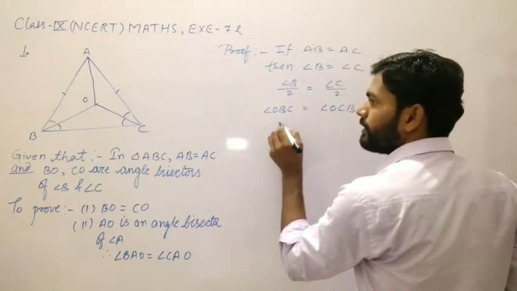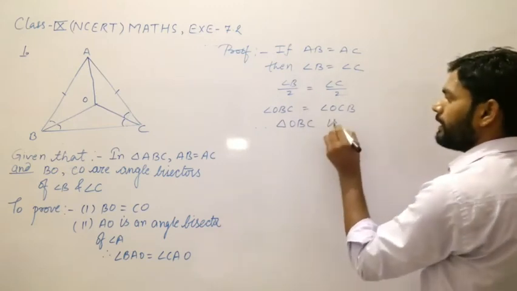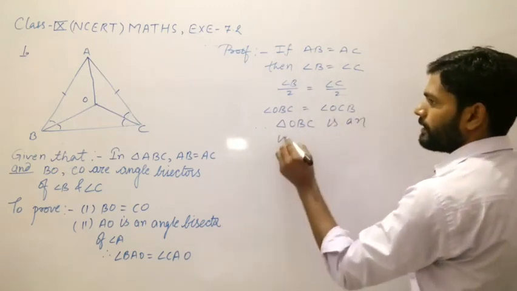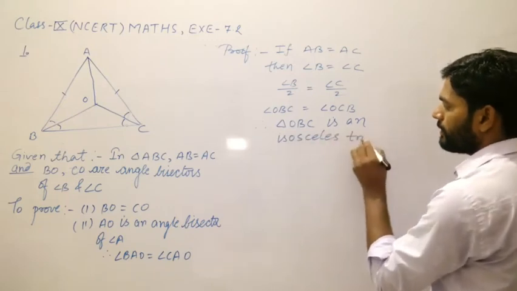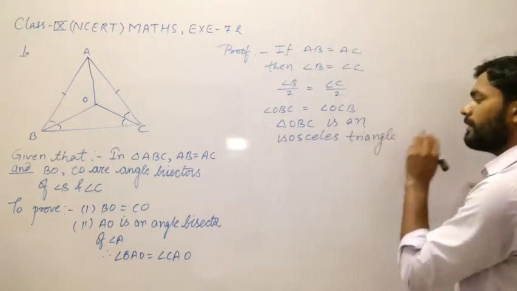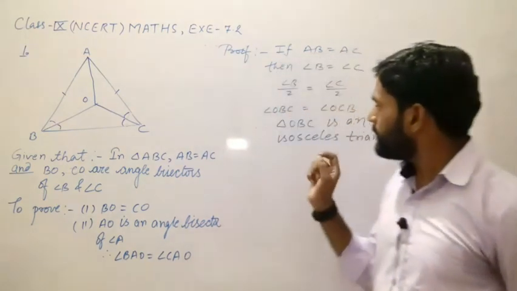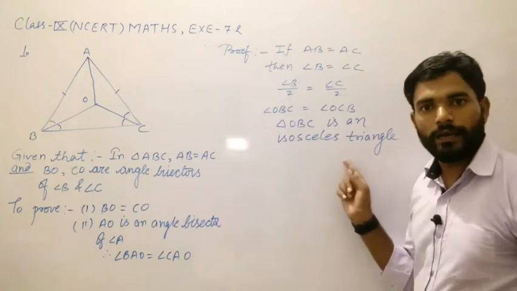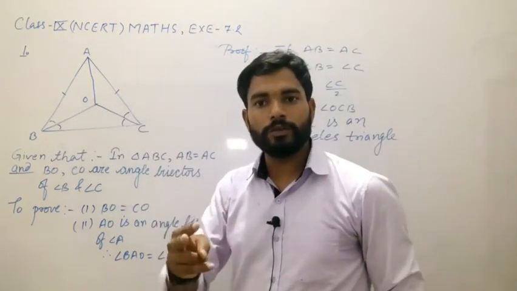Therefore triangle OBC is an isosceles triangle. Are you agree with it? अब ये देखो आपके पास आइसोसेलेस ट्रायंगल है, कौन सा? ट्रायंगल OBC। तो इसमें कोई दो साइड इक्वल होंगी, कौन सी दो साइड होंगी?